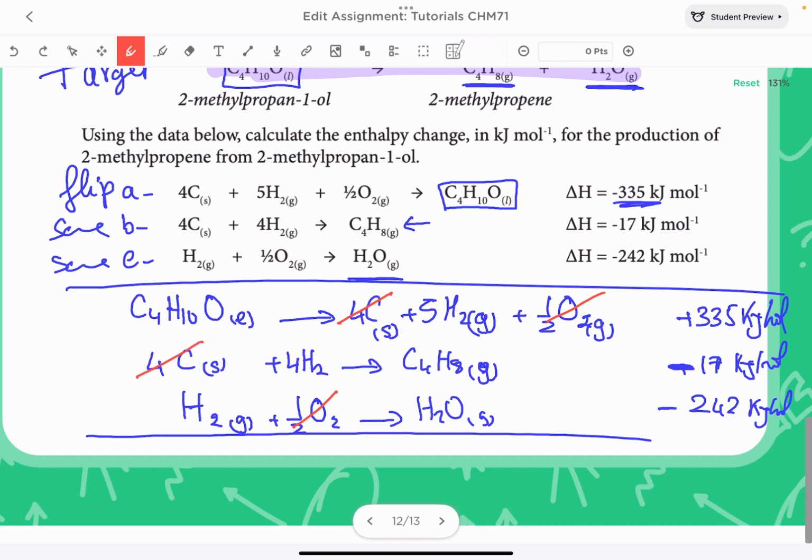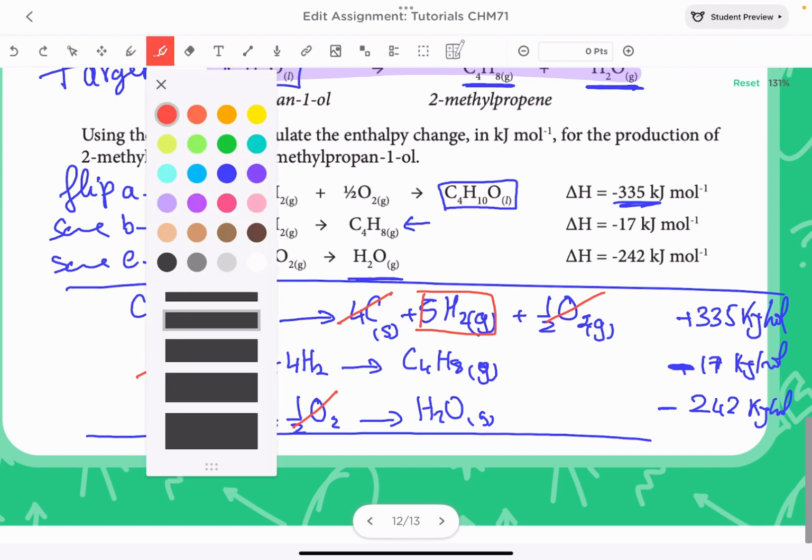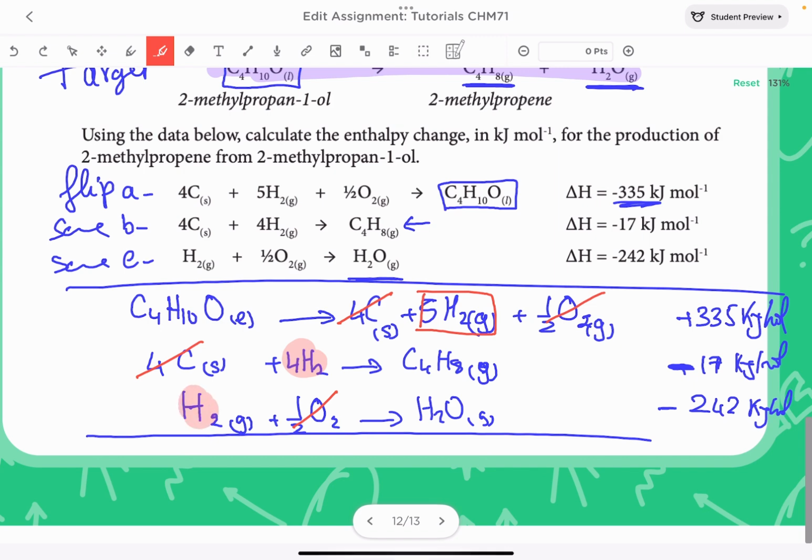4C in product and 4C in reactant, they cancel out. Now here I have 5 hydrogen on the product. But I do have 4 here and 1 here. And those, when they add up, they give me 5 H2. So here I have 5 H2 that will cancel out with this other 5 H2. And that's it, problem solved.